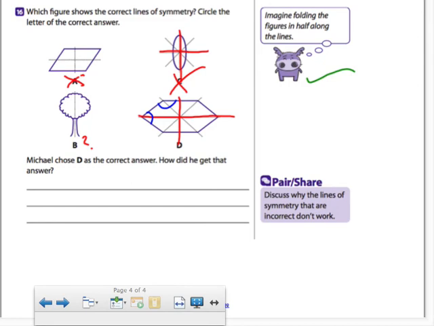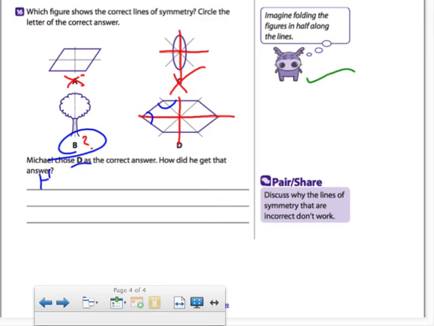And I promise you, if you cut out the shape just like you see it, and you draw the same lines, the red ones will work. But the other ones, if you fold it on that line, they won't match up perfectly. You'll have little parts of it sticking off at the end. So the correct answer is B. B, the tree. Michael chose D as the correct answer. How did he get that? He forgot the angle rule.